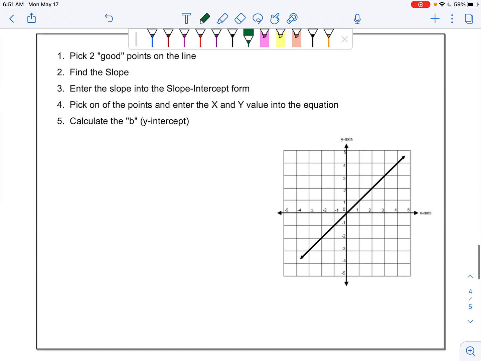Let's do it one more time here. I'm going to pick 2 good points. Oh, let's pick this one and this one. I'm going to rise up 3. And I'm going to run 3. So 3 over 3 is really a 1. So now I have y equals 1 x plus b. And I'm going to pick one of my points. Let's pick this one. It's 2, 2. And I'm going to plug that into the formula here.